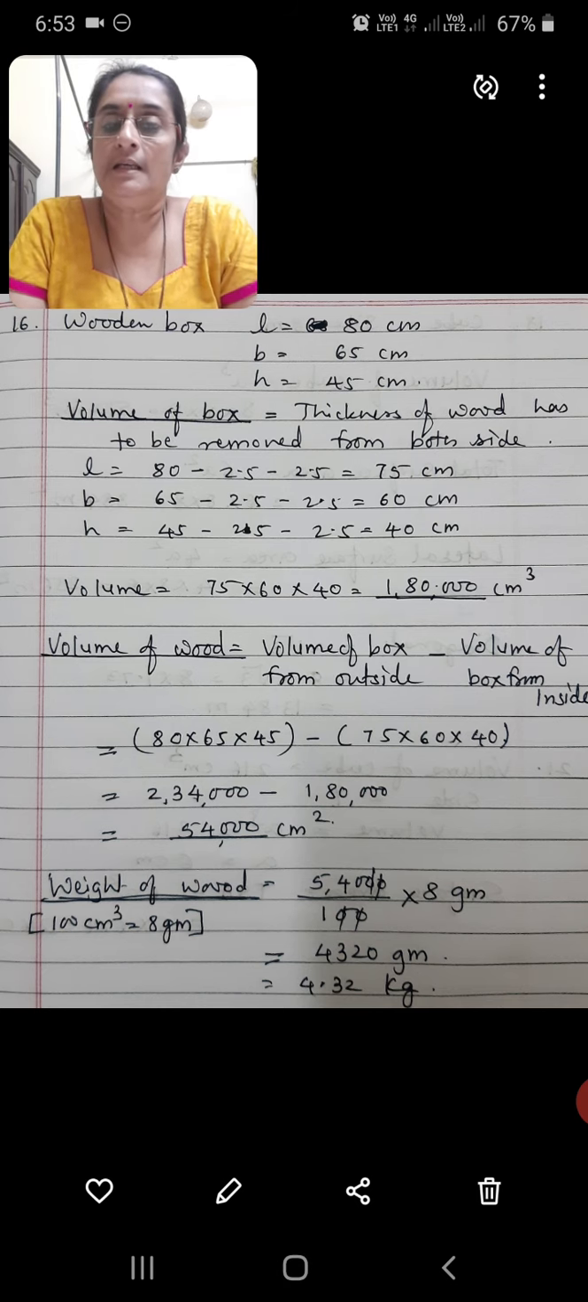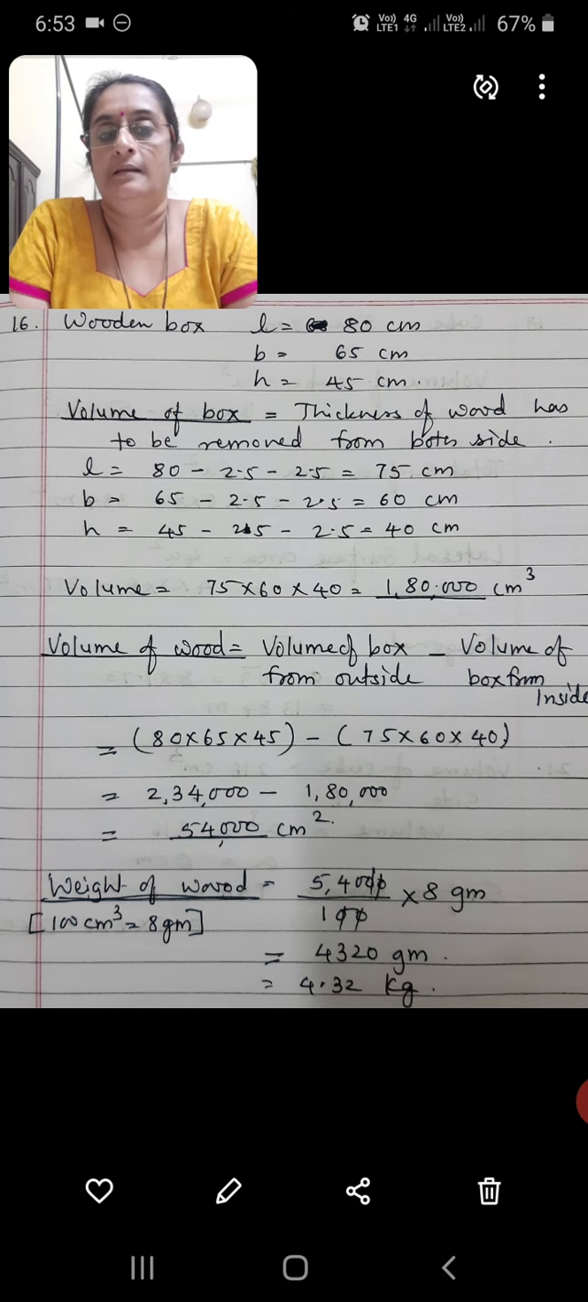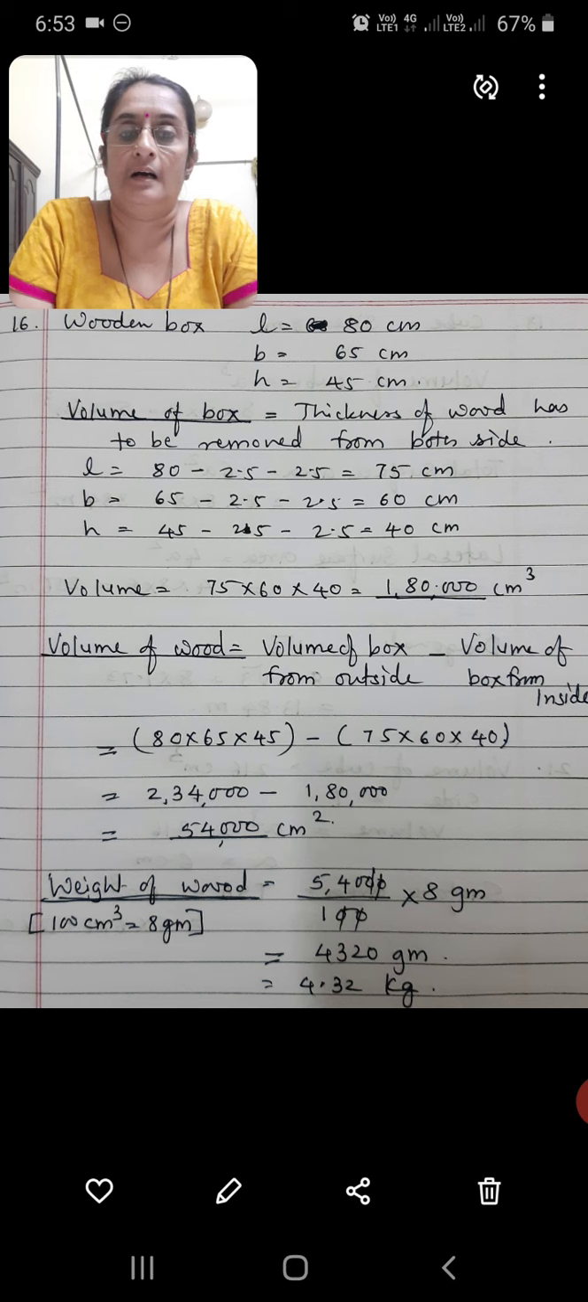So using these dimensions, we are going to find out the volume using the formula L into B into H, that gives us 1,80,000 centimeter cube. Now volume of the wood.